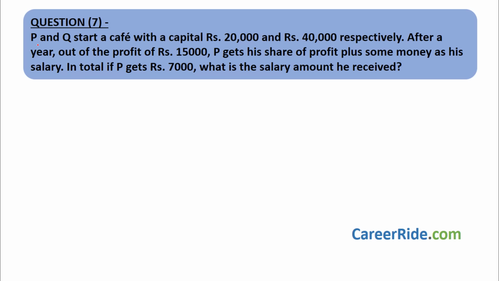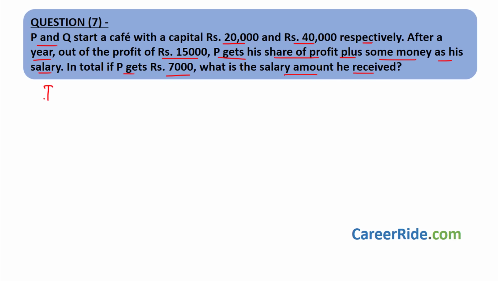Question number 7. P and Q start a cafe with a capital of rupees 20,000 and rupees 40,000 respectively. After a year, out of the profit of rupees 15,000, P gets his share of profit plus some money as his salary. In total, if P gets rupees 7,000, what is the salary amount he received?